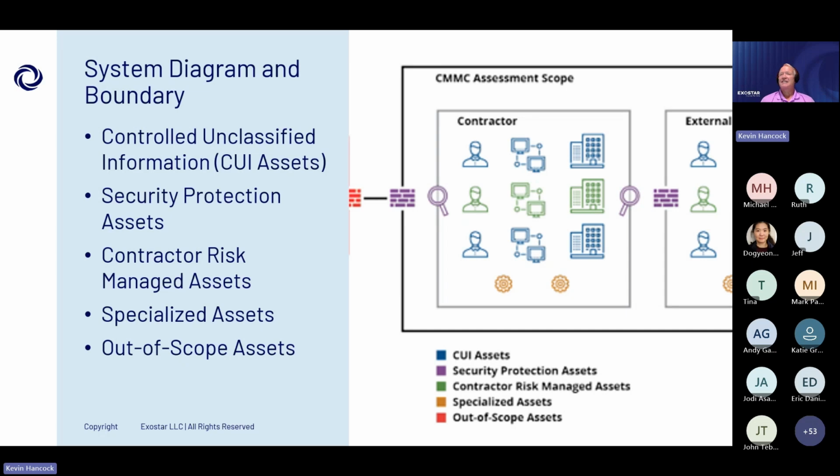There are specialized assets, tools and die machines, cutting machines, printers, et cetera, that might be within the boundary and need to be accounted for, but don't necessarily have operating systems. They don't necessarily store information.